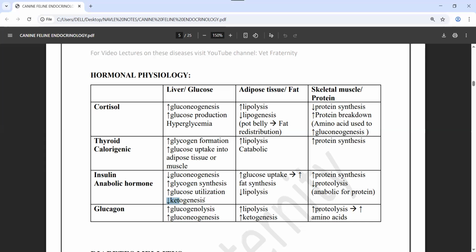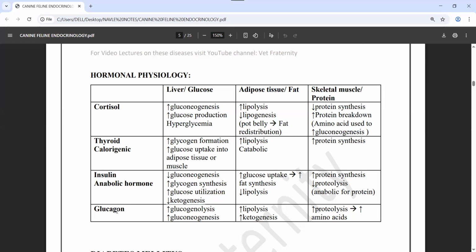And it also decreases ketogenesis. We are going to see its detail when we study diabetes. But basically, ketones form when the body is unable to utilize the glucose. So when glucose is being utilized, the process of ketogenesis gets decreased. Its effect on adipose tissue is that it increases glucose uptake, it increases fat synthesis, that means it increases lipogenesis, but it decreases lipolysis. Then we have skeletal muscle or protein. It increases protein synthesis, it decreases proteolysis; it is anabolic for the protein.